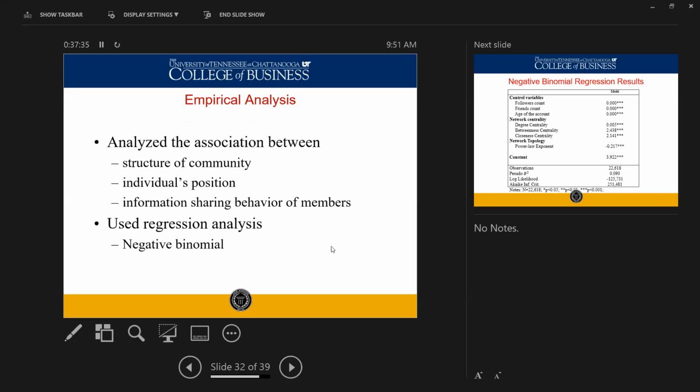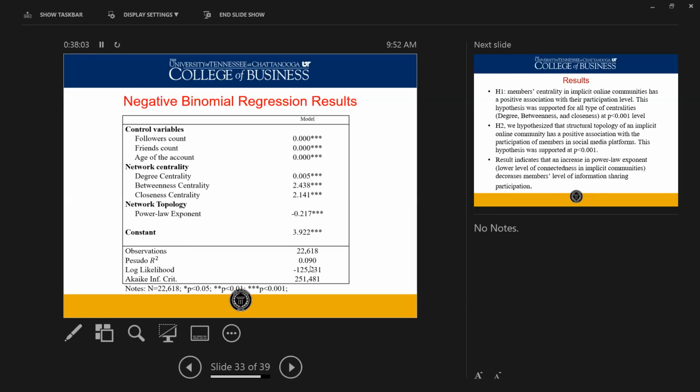So we conducted the empirical analysis to analyze the association between the structure of the community, individuals' position within the community, and the information sharing behavior of the members. Basically, the idea is to determine the impact the structure and the position of the person has on their sharing behavior. For that, we used regression analysis, negative binomial, and these are the results. A lot of the variables were significant, all with 3 stars. The network topology was negatively related, and network centrality, a high degree of centrality, has high relationships here.